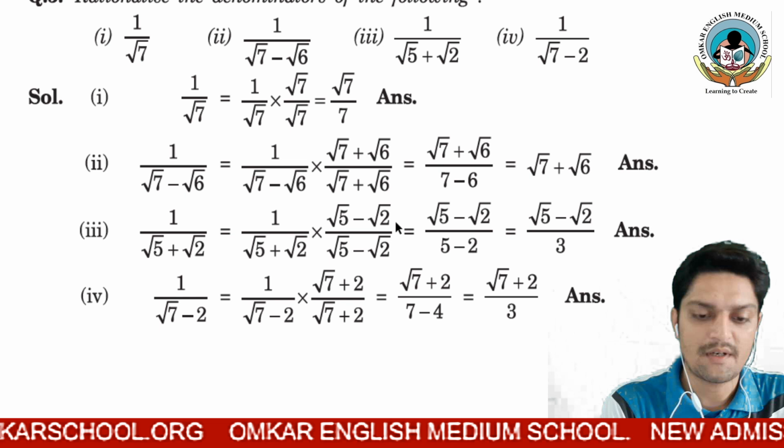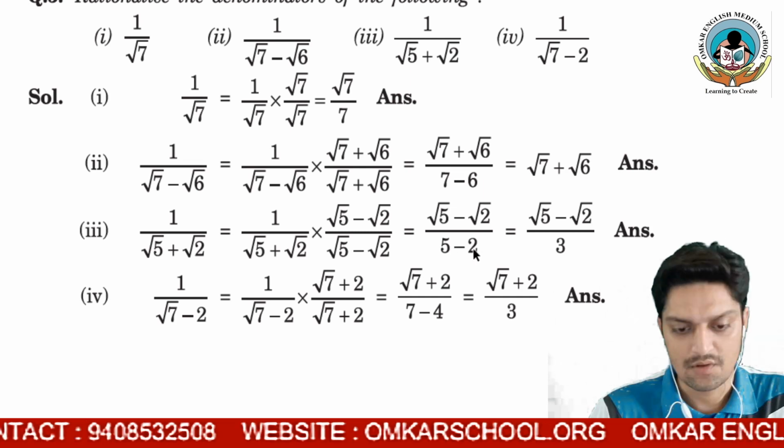So now root 5 minus root 2, and in denominator now again a plus b, and this is a minus b. Okay, so root 5 into root 5 is what? That is 5 only. And root 2 into root 2 is what? That is 2 only. So now very simple, 5 minus 2, so it's 3. So our answer is root 5 minus root 2 upon 3.